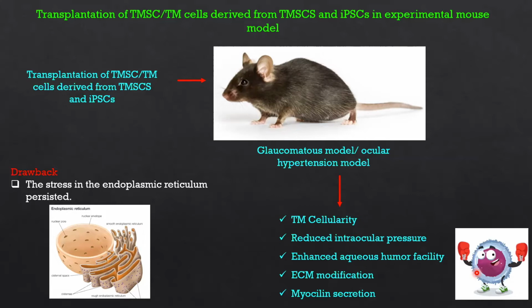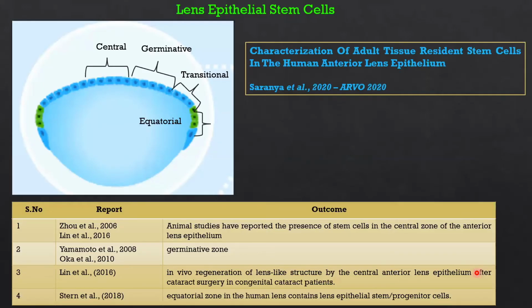Yeah, move to the lens epithelial stem cells. Yes, there are stem cells in the lens as well to maintain the homeostasis, because lens fibers are found even at the age of 87, which means there are stem cells somewhere which are actually producing these lens fibers even at the age of 87.